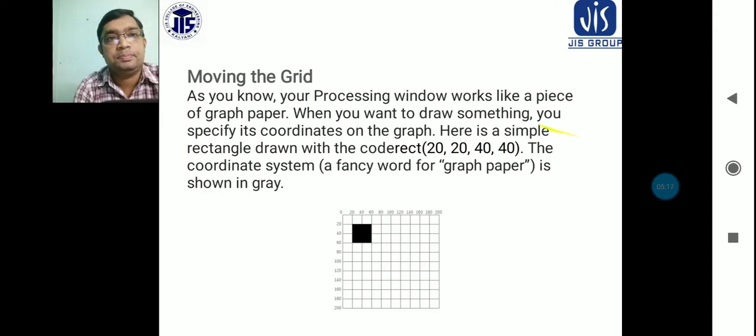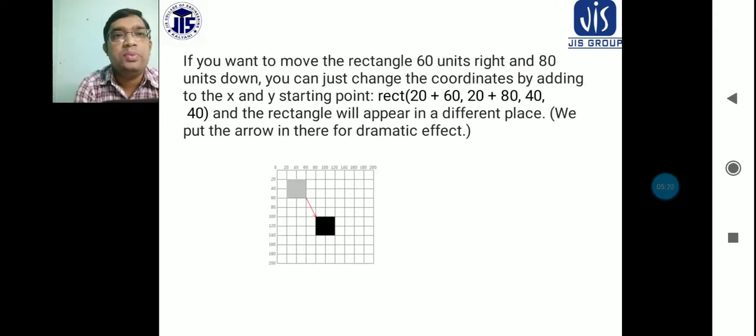If you want to move the rectangle, you can see this type of grid: the rectangle moves 60 units right and 80 units down. You can see that these are the windows and the different graph papers. You can see this is also according to your movement units, one to the right as well as down. You can just change the coordinates by adding to the new x and y starting points.